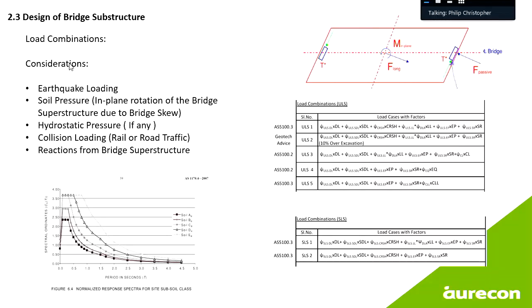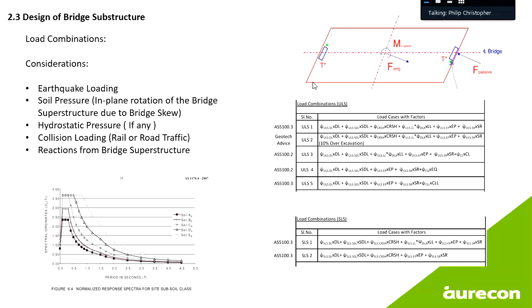So the load combination, again, similar to the superstructure, you're going to look at what kind of load combination you have to consider here. We've got the earthquake loading, soil pressure, hydrostatic pressure if the soil condition is cohesion soil. Also you've got the collision load from the rail or the road traffic, and then the reaction from the bridge superstructure.